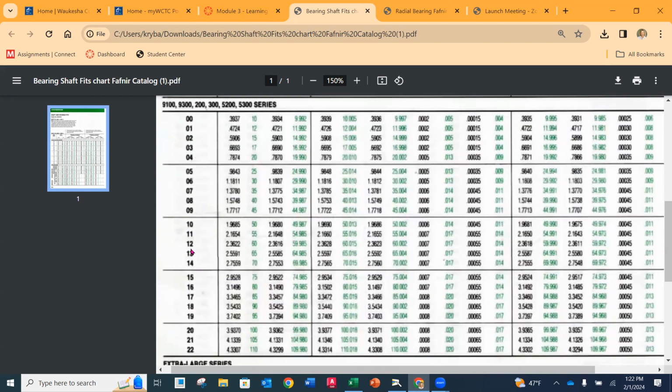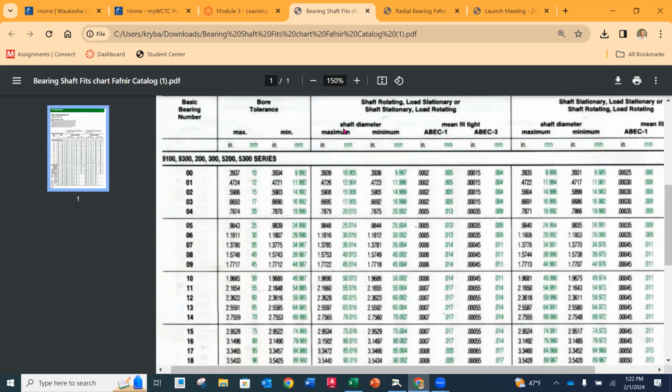So I come over from my 11, and now you're going to notice up at the top here, here's where they give us our shaft diameters. They tell us what is the maximum value, what is the minimum value. Eric. Yes. Yeah, because where the load is being transmitted remains in the same spot. Yeah.